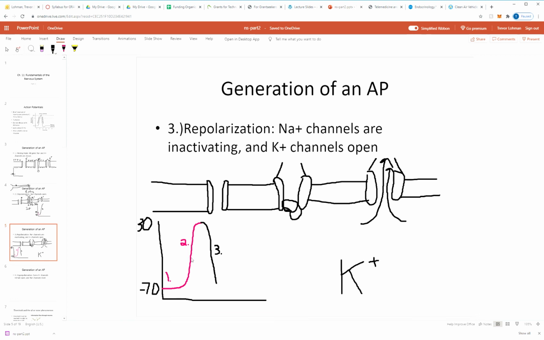Depolarization was due to sodium entry. Repolarization is due to potassium exit. On the test, sometimes I use the words influx and efflux, and it confuses people. So phase 2 is due to sodium influx, which means entry, and phase 3, repolarization, is due to potassium exit, or efflux.